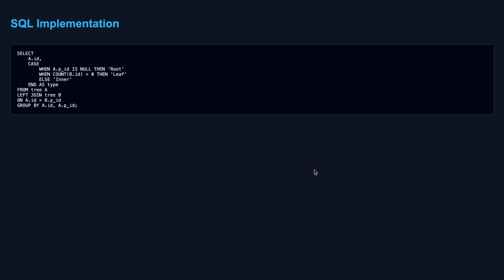Finally, we select the node ID and classify each node using a case expression. If a.p_id is null, we mark it as the root. If count of b.id is 0, we mark it as a leaf. Otherwise, the node is classified as inner. Now when we execute this query, we get the final classification of all the nodes. So node 1 is root, node 2 is inner, and nodes 3, 4 and 5 are leaf. So that's how we solve the tree node classification problem using a self join and aggregation.